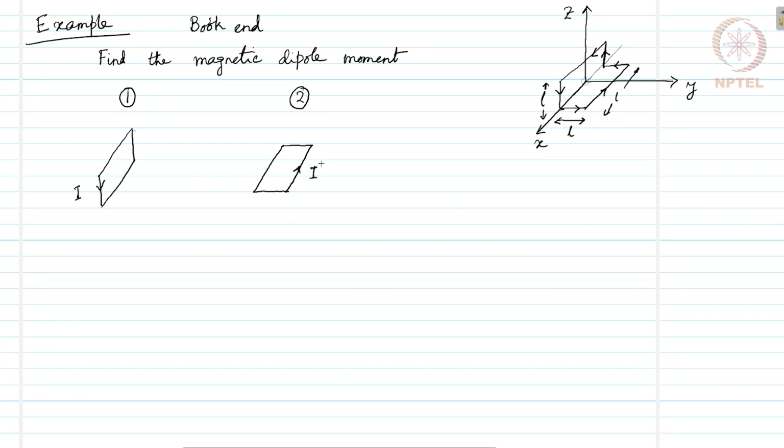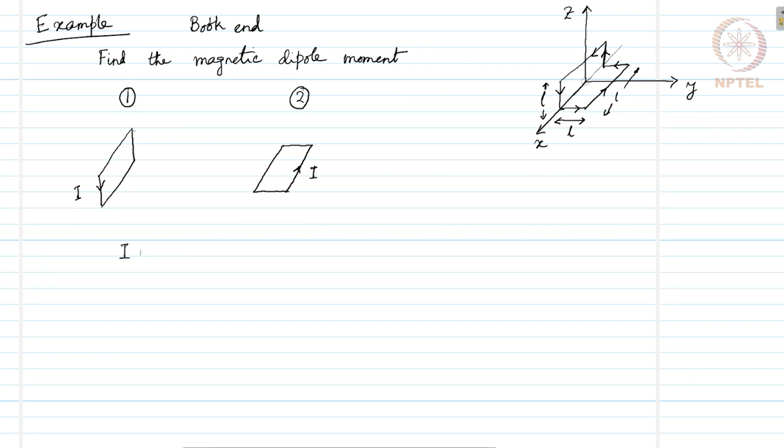And if we split this into two, then the problem becomes very easy. We just multiply the current with the area, that is L squared, and for the first loop it is in y cap direction, and for the second loop the magnitude of the dipole moment is the same, I times L squared, and it is in the z cap direction. So, that is the magnetic dipole moment for this entire system.